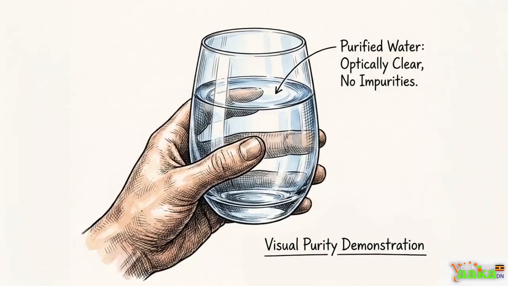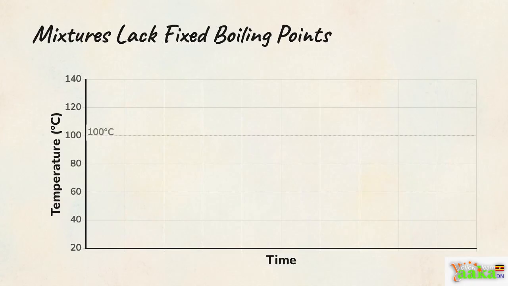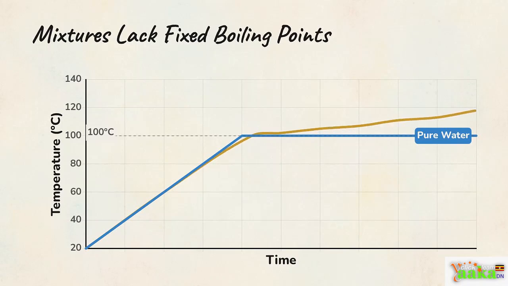So if you are holding a glass of clear liquid, how do you prove if it's pure water or a mixture of water and hidden salt? On this boiling point graph, pure substances follow strict rules. Pure water boils at an unchanging temperature, flatlining perfectly at 100 degrees Celsius. But look at this second, wavering line. Mixtures bend the rules, boiling over an unpredictable, shifting temperature range.